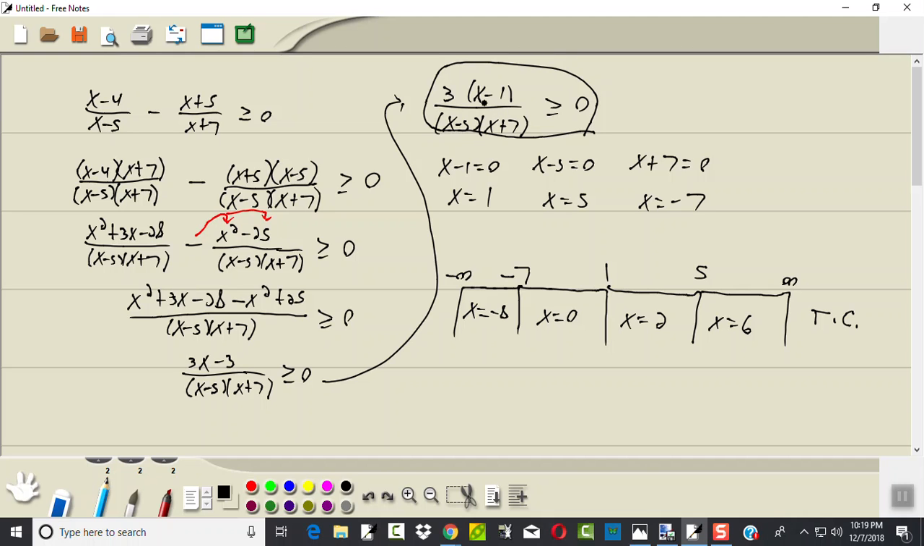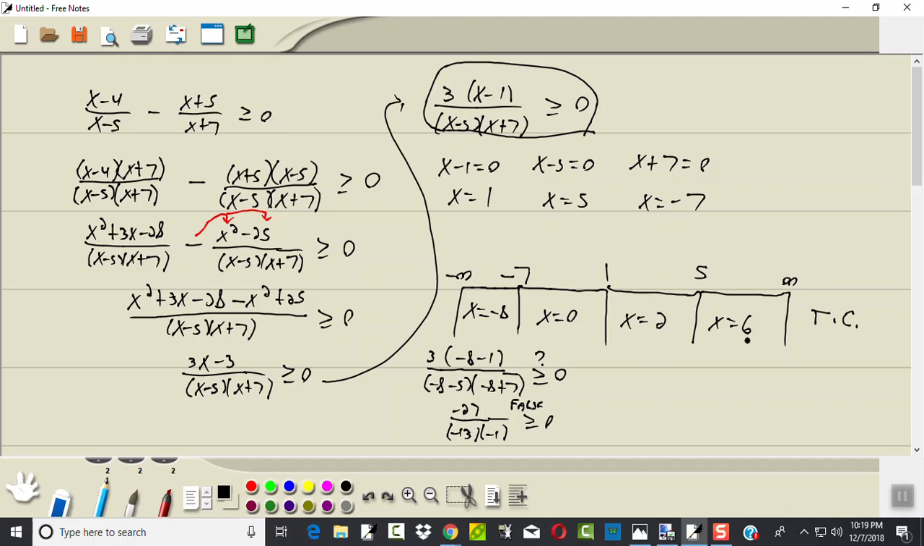For example, if I plugged in negative 8, I'm going to have 3 times negative 8 minus 1 over negative 8 minus 5 and negative 8 plus 7. And we're wondering if that's greater than or equal to 0. Negative 8, negative 1 is negative 9, times 3 is negative 27. Negative 8, negative 5 is negative 13. Negative 8 plus 7 is negative 1. Now, negative 13 times negative 1 is a positive 13, and negative divided by positive is negative. Negative is not greater than or equal to 0, so this is false. So this interval is not part of our answer.